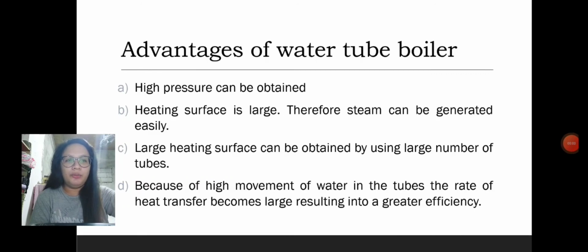Advantages of water tube boiler. A high pressure can be obtained. Heating surface is large, therefore steam can be generated easily. A large heating surface can be obtained by using a large number of tubes. And because of high movement of water in the tubes, the rate of heat transfer becomes large, resulting in greater efficiency.